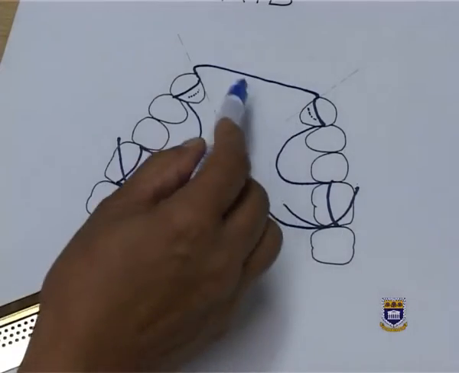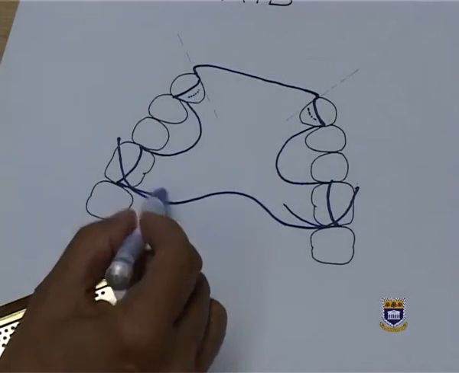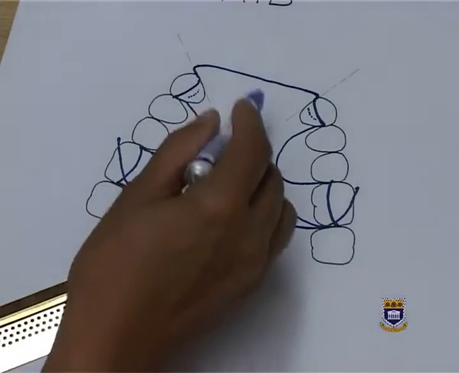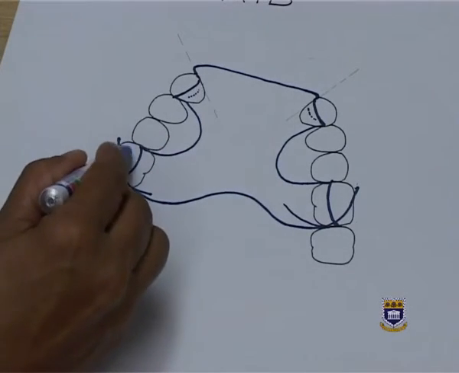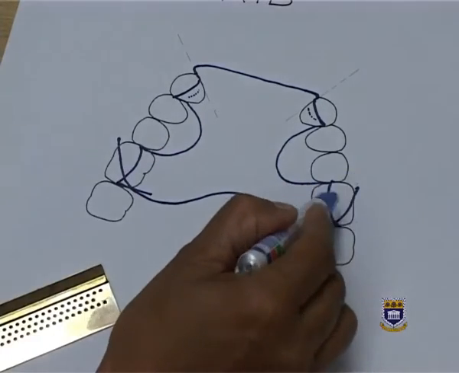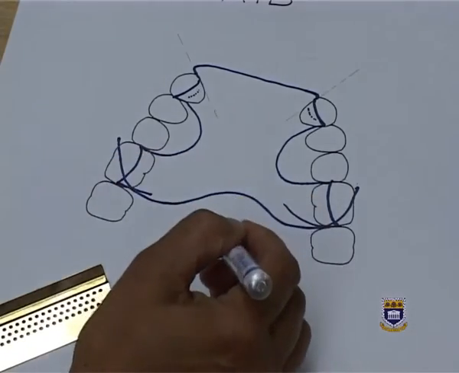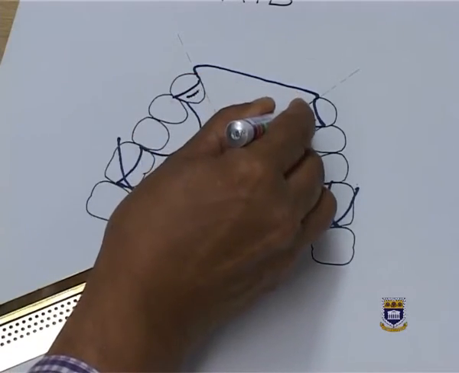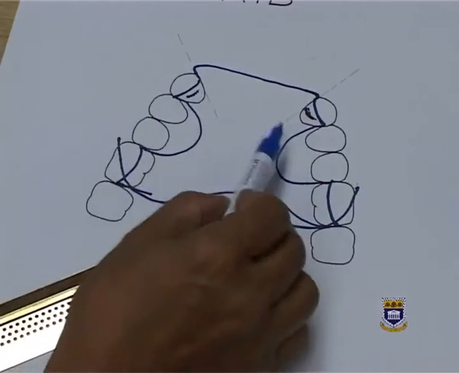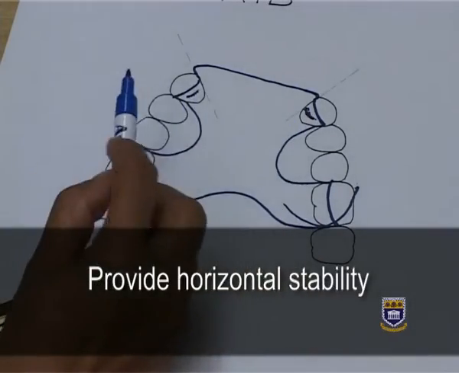So now I'm looking at whether I have connected all the parts, whether my clasps are attached to my acrylic partial denture. I've got my clasp in the undercut area. The acrylic plate is providing reciprocation. I've got cingulum rests on the canines. My plate, my major connector, is providing horizontal stability as well.